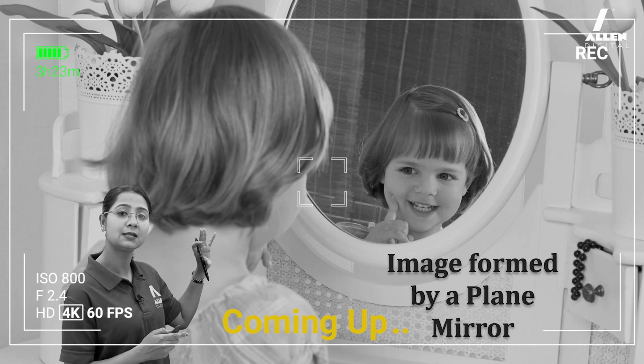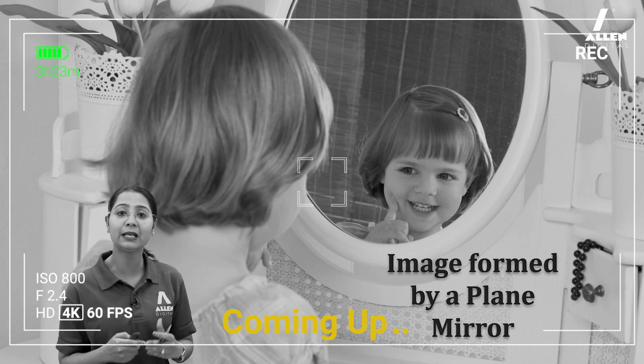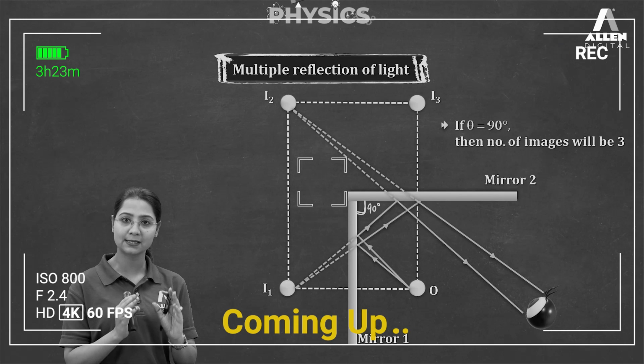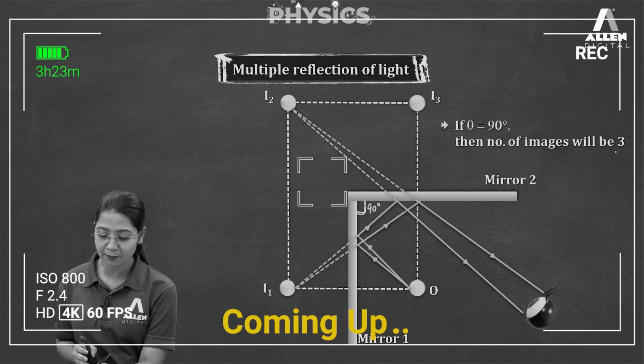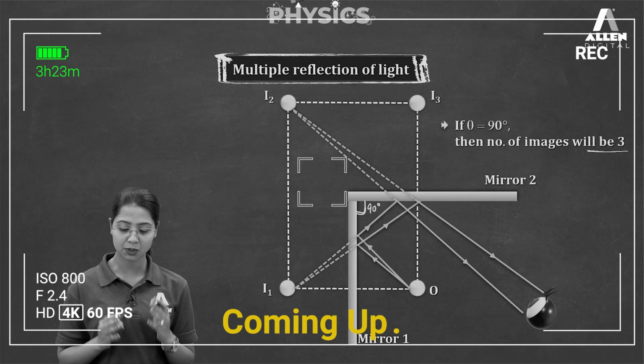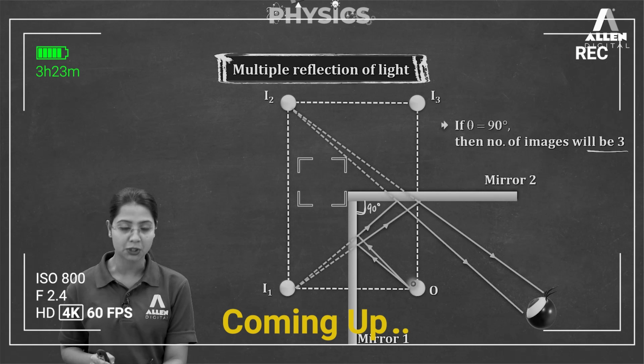Just observe here, this girl is looking into the plane mirror and she is observing her image, right? Theta means the angle between the mirrors. So theta is 90 degrees. Now the number of images that will be formed is 3. Okay, how? Let's look at the diagram. Just observe, this is the point object.